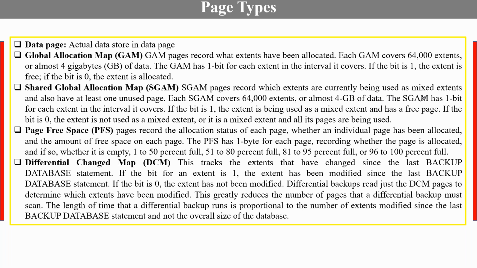Okay, sir. SGAM also makes one entry. If the bit is one, the extent is being used as a mixed extent and has free space. Means if the value equals 1, it assumes that it is a mixed extent.